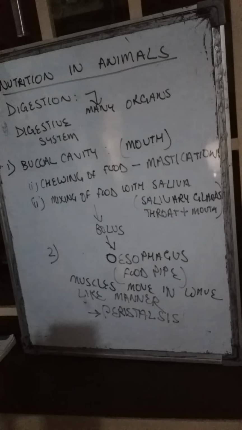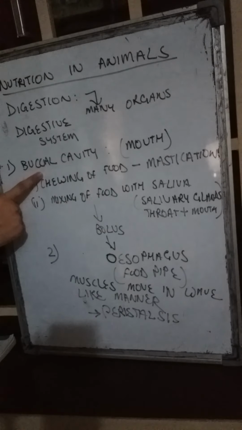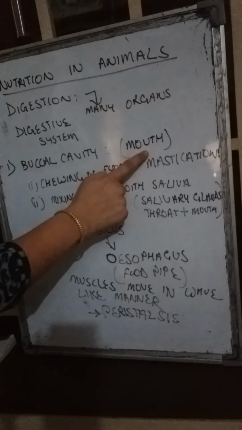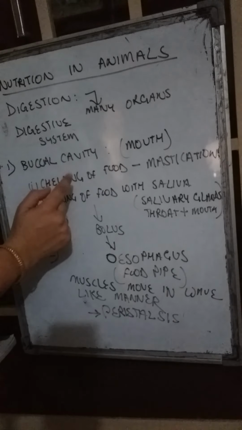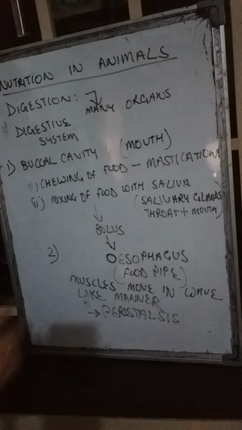The first organ is the buccal cavity. What do you mean by buccal cavity? This is a new term for you. Buccal cavity simply means the mouth. Mouth in scientific language is known as buccal cavity. Now, what is the function of the mouth or the buccal cavity?